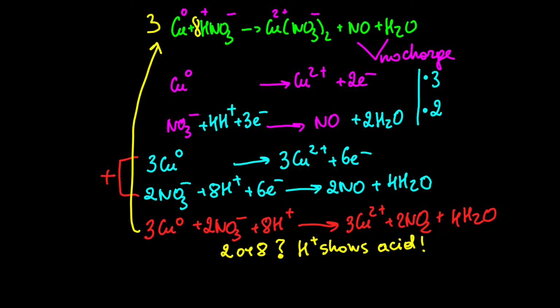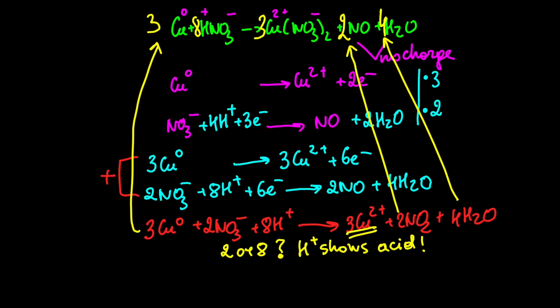Going forward, we have 3Cu2+ ions in the half reaction, so we can write 3 in front of Cu(NO3)2, 2 in front of NO, and 4 in front of H2O. As you can see, we got all the coefficients we needed from the half reactions. Therefore, this method is very advantageous, as I mentioned before.